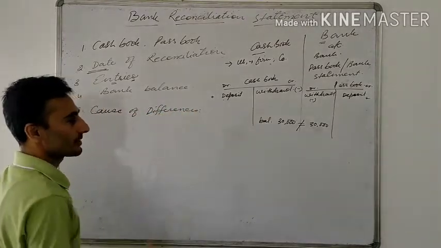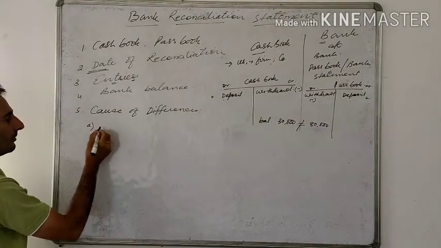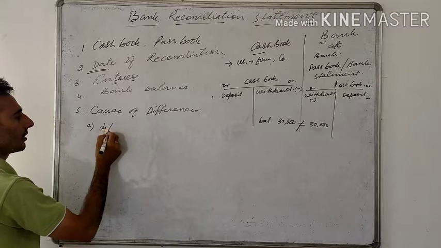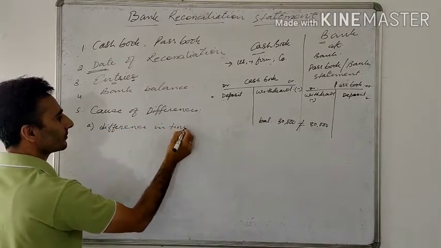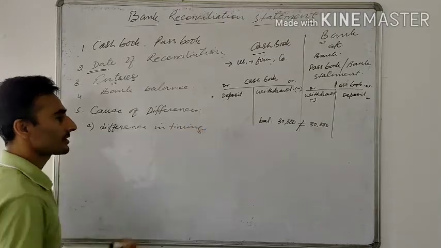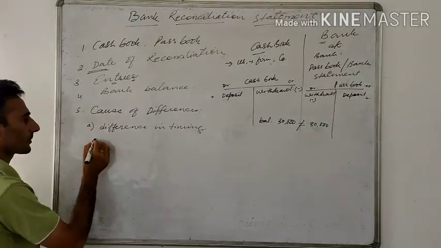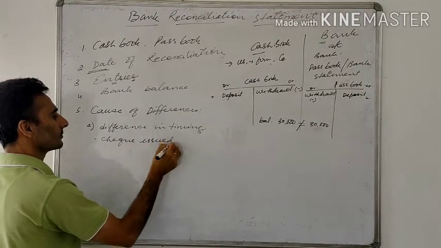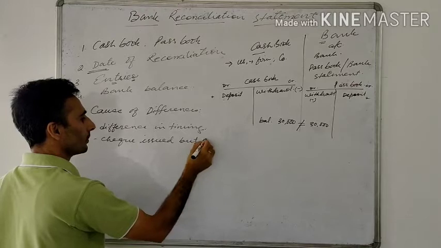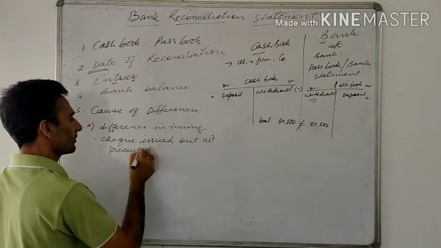Why is there a difference in this balance? These differences can be because of difference in timing. Difference in timing, what does it mean? Take for example, it means that a check issued but not presented to bank.